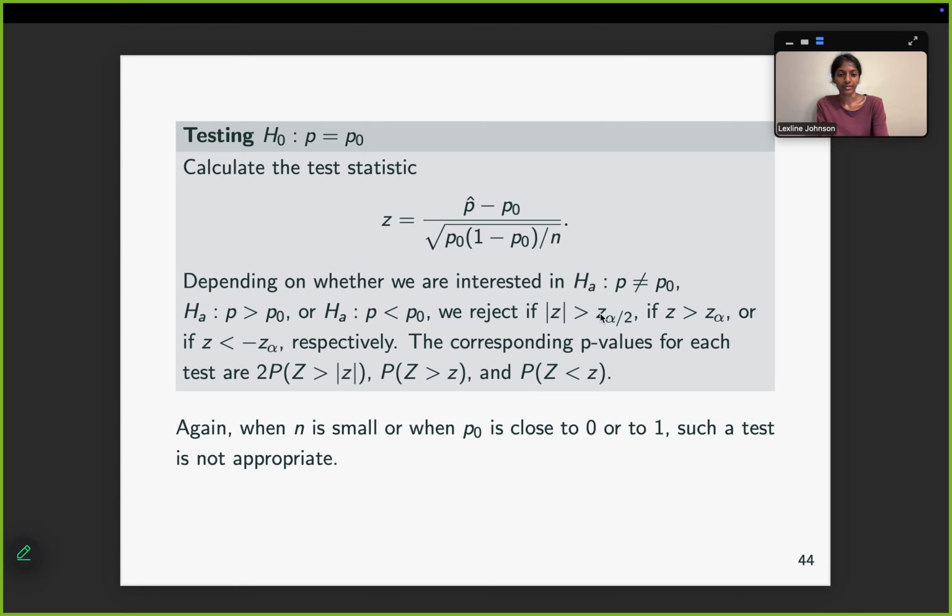And then we have the different scenarios for if we reject, based on if it's one-tailed or two-tailed and which tail it is. And then another note, again, is when n is small, or when p0 is close to 0 or 1, we shouldn't really use this test because it isn't that accurate.